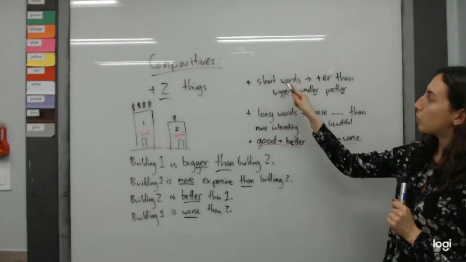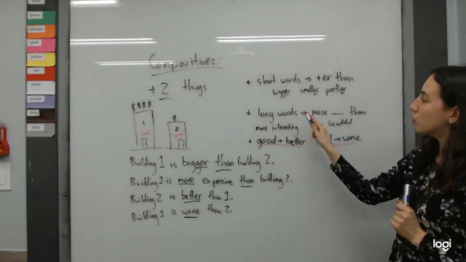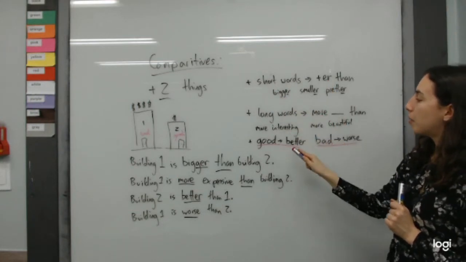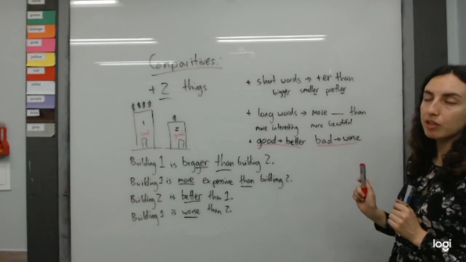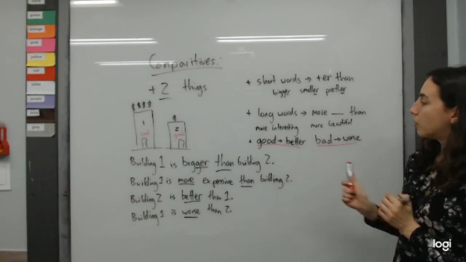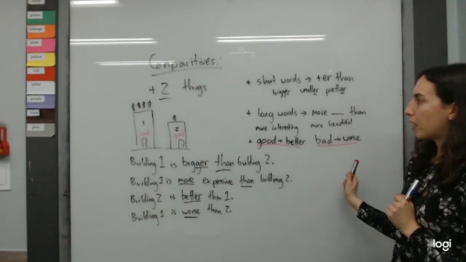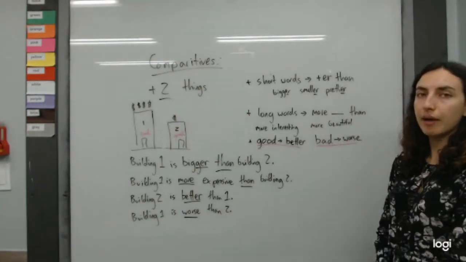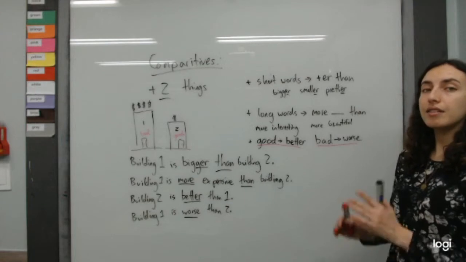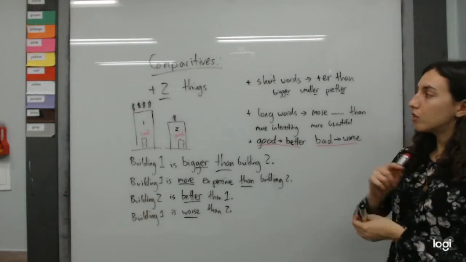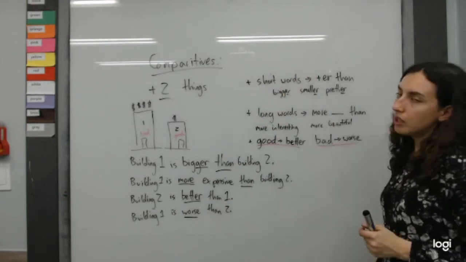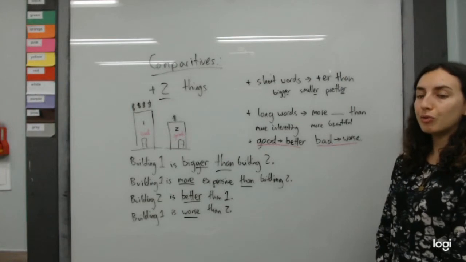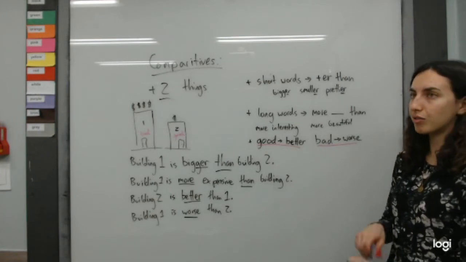So short words we put ER. Long words we put more. Good becomes better and bad becomes worse. So these ones are special, we need to remember. And remember, we use comparatives when we are talking about two things. Okay, so please stop the video, write this down, and then we will do the book together. Okay, so stop the video now.